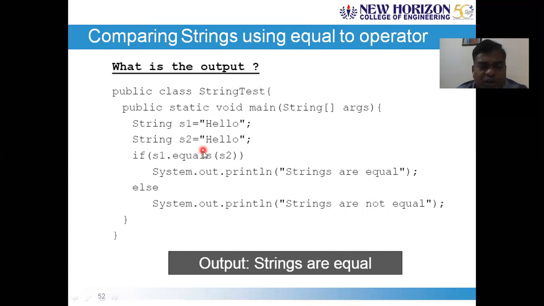Instead of equals, if I use equalsIgnoreCase, which is another function we have discussed, and use it again, the outcome will be that the strings are equal.